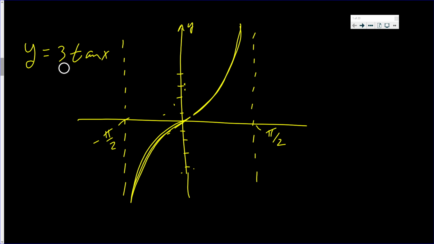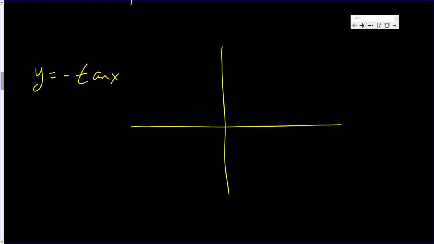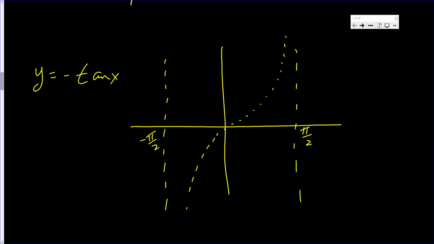This scalar doesn't really do anything, except if it's negative. Tangent x goes between negative pi over 2 and pi over 2, and it goes like this. It gets closer and closer to the vertical asymptote.